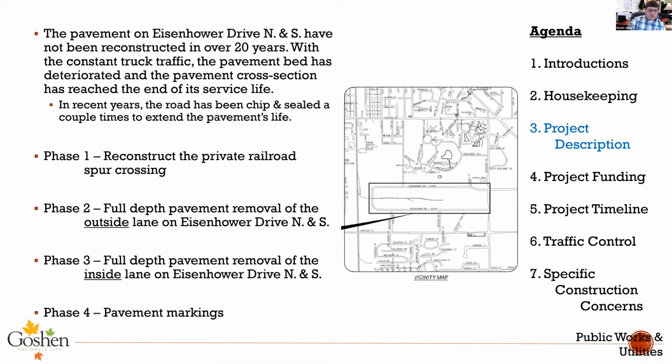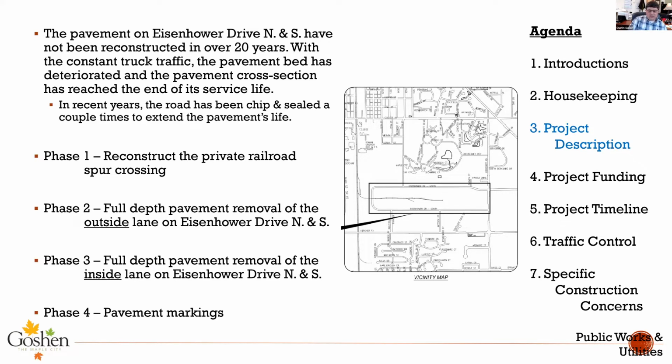So project description. Eisenhower Drive North and South has not had any substantial road improvements for the past 20 years. With the constant truck traffic that's occurred, the road bed has become deteriorated, and it takes us all the way down into the lower cross section of the pavement. In recent years, we've done a couple chip and seals to try to extend the life of the road. But as many of you have probably noticed, every so often we're having that separation of the pavement all the way down into the lower road bed.